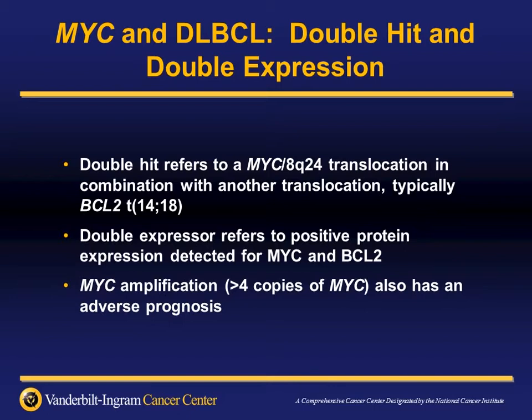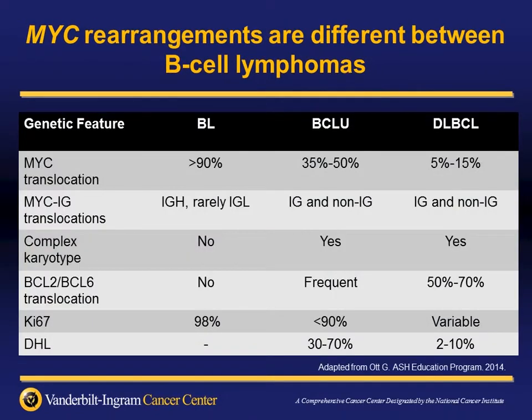What I'll do is conclude with a rare problem, what is called the double hit lymphomas and double expression. And the double hit refers to the MYC 8;24 translocations in combination with another translocation, usually BCL2, but it can be BCL6 or others. Double expressor is different. It refers to positive protein expression detected for MYC and BCL2. And MYC amplification, greater than 4 copies of MYC, also has an adverse prognosis. MYC rearrangements are different between B-cell lymphomas.